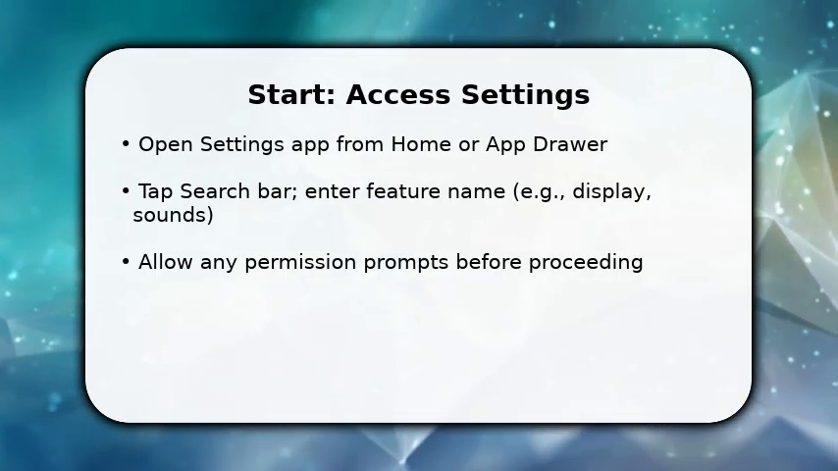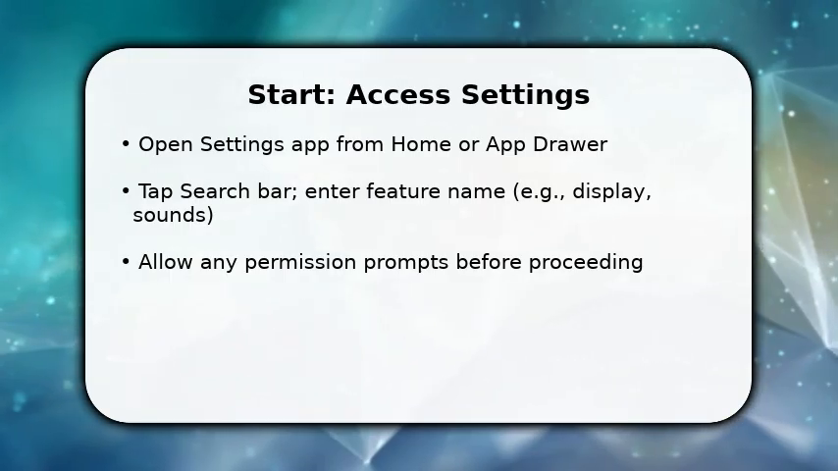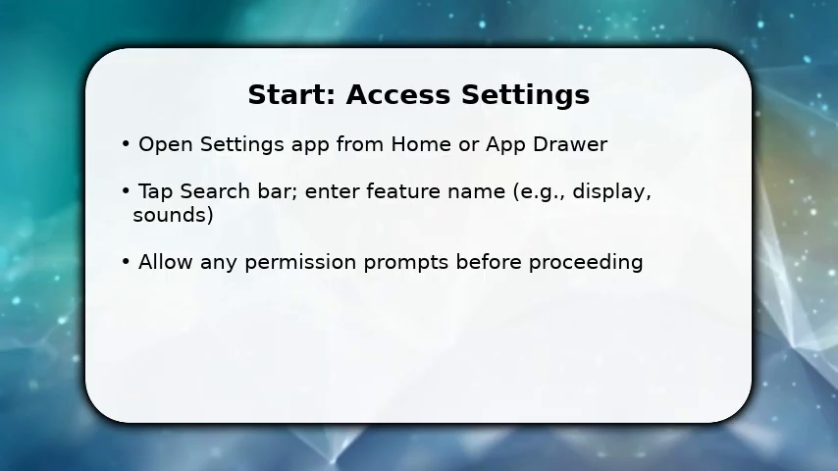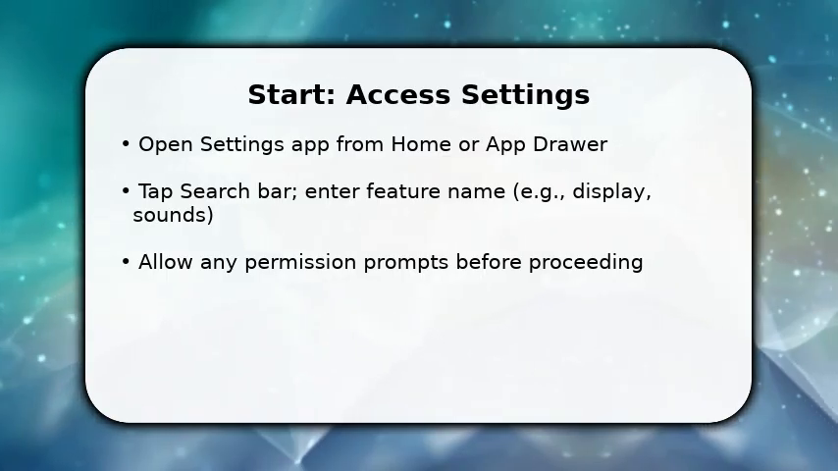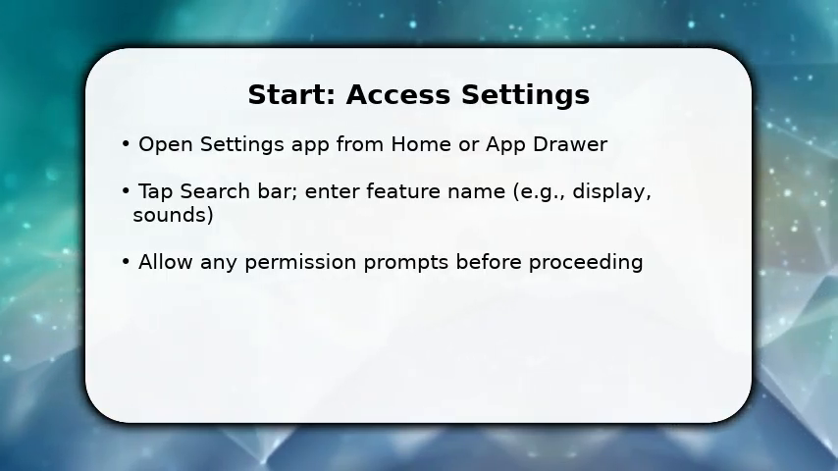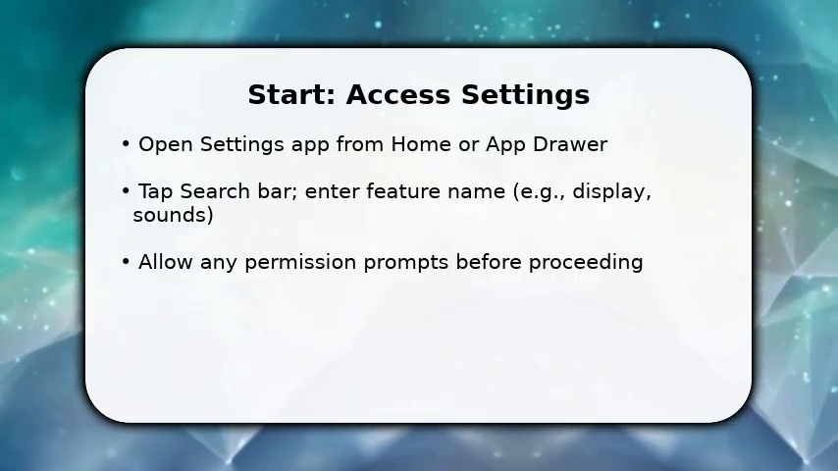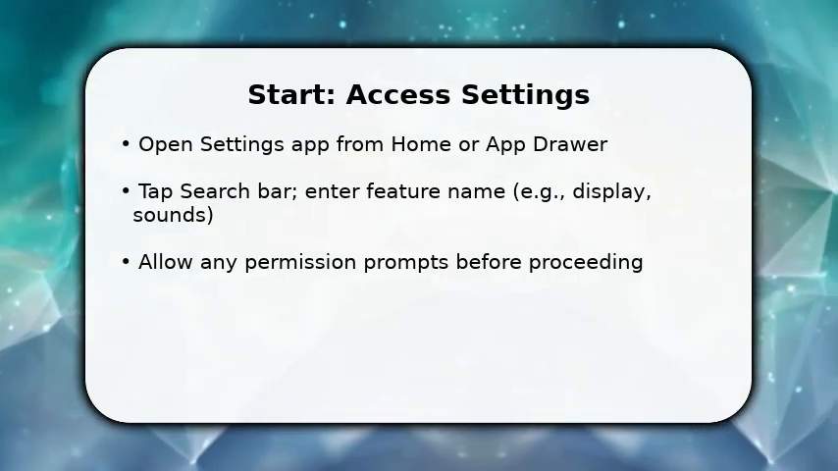Once found, tap the entry and review any permission prompts. Grant them only if you plan to use the feature. Make sure your battery is above 20% or plug in briefly. This avoids mid-change shutdowns that can reset temporary settings.